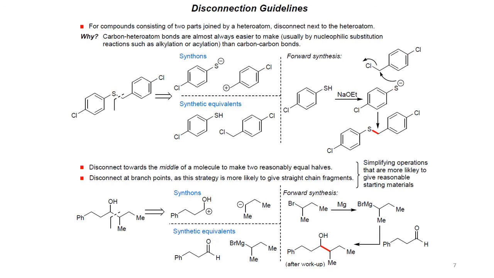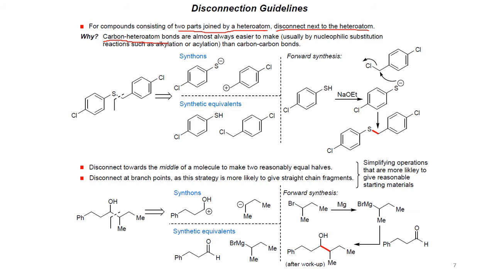Okay, now we have another disconnection guideline. If a compound consists of two parts joined by a heteroatom, you can disconnect next to the heteroatom. Why is it so? Because carbon-heteroatom bonds are always easier to make, usually by nucleophilic substitution reactions such as alkylation or acylation, than carbon-carbon bonds.